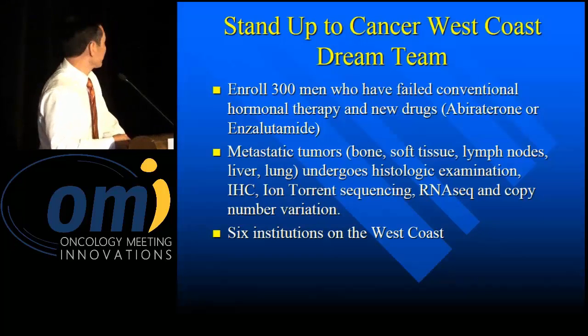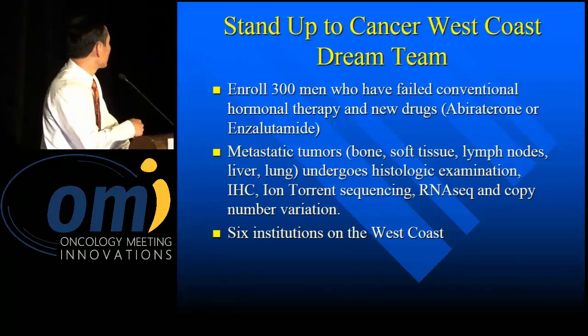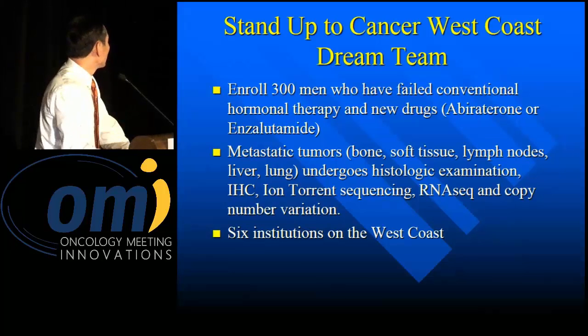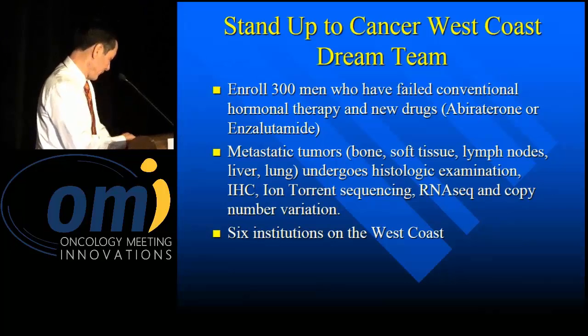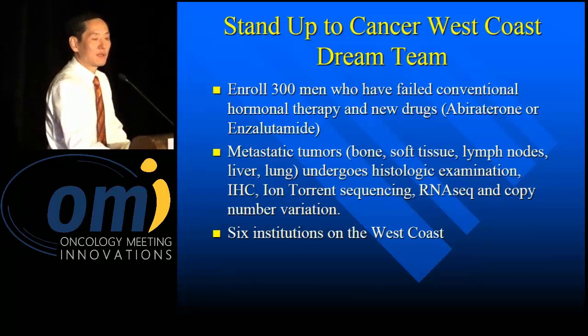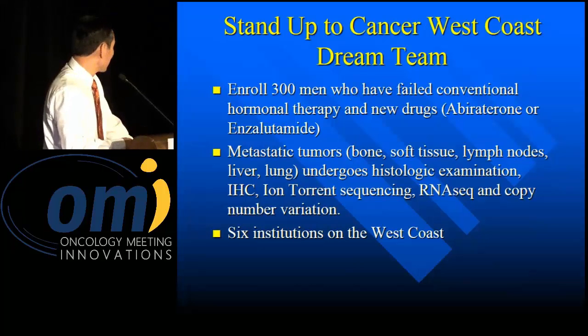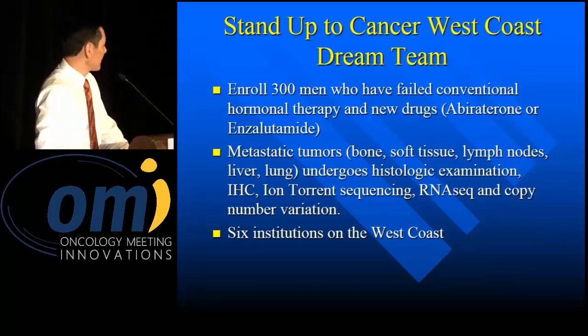So I'm going to use the final several minutes to describe to you what we have seen with the samples from the West Coast Dream Team. We have 300 men that we are going to enroll, and we are going to look at the metastatic biopsies, which gives us unprecedented pathological material to look at metastatic tumors. Because I don't believe any pathologist has had the chance to look at more than a few metastatic tumors up to now. Right now, I'm up to patient number 183.